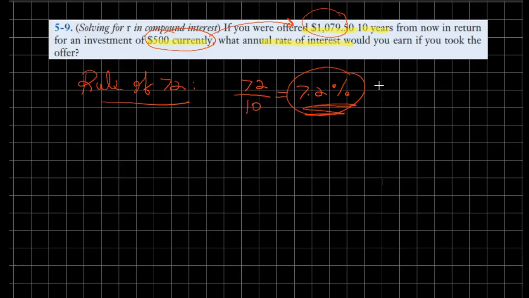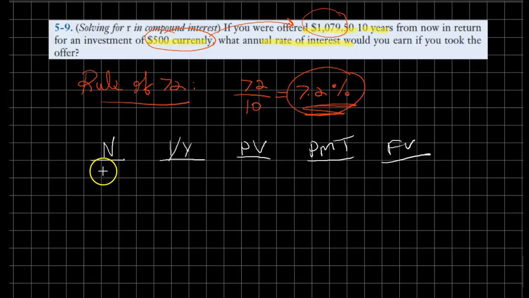So I would like to directly use the financial calculator to solve this problem, and it would be pretty straightforward actually. We just use our typical keys here: N, I/Y, PV, payment, and future value. We're investing for 10 years. That's what we want to learn, our rate of return on this investment. We are told that we initially invest $500. Don't forget to put the minus sign because we are giving away $500.